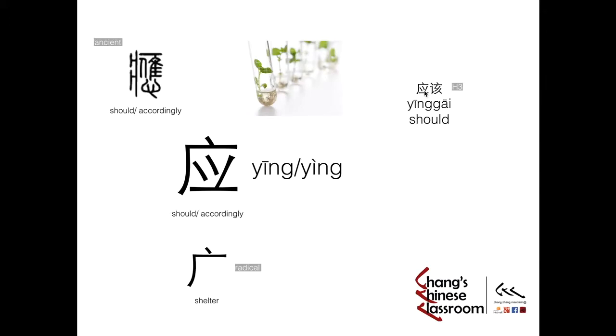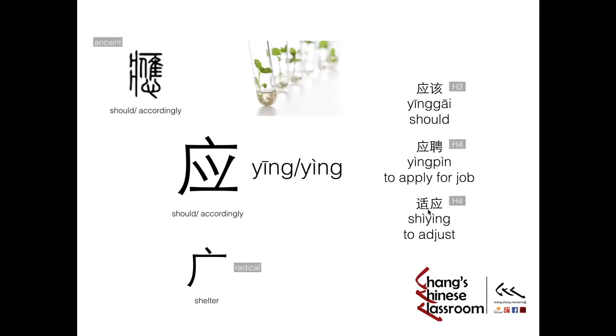So the vocabulary, first one, 应该. Both 应 and 该 here mean should, altogether also means should. And the next one, 应聘. This one, 聘, means hunting for a job, and this one, 应, probably means accordingly within this vocabulary. So this is to apply for the job according to the description. And the last one, 适应. 适应, alright, and 应 here is accordingly, and 适 probably means to adjust, so adjust to the situation accordingly, to adjust.